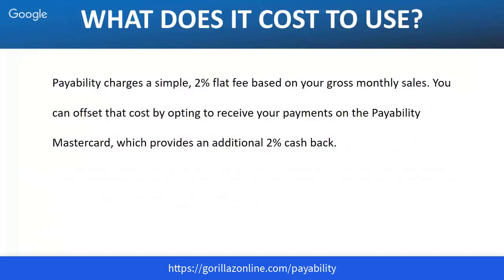So if you opt into their MasterCard, then anything you spend, you get 2% cash back. Okay, so what you could do here is get the cash from Amazon through Payability, and get that paid onto your MasterCard. You can then pay for your inventory using that MasterCard and get 2% cash back. Think about that.